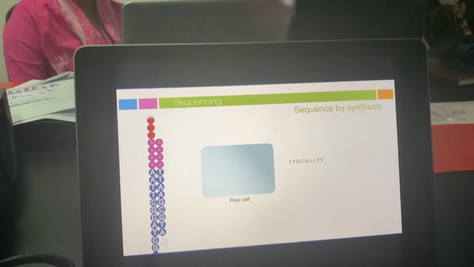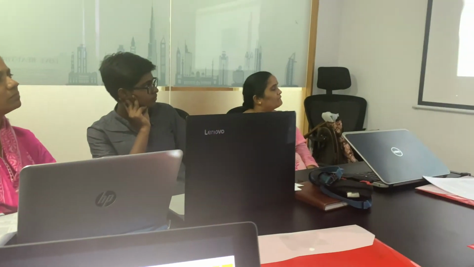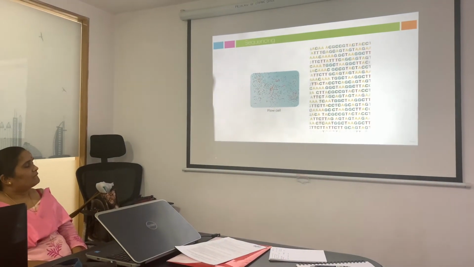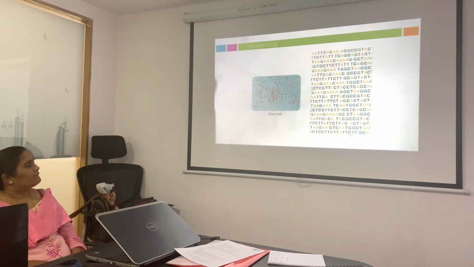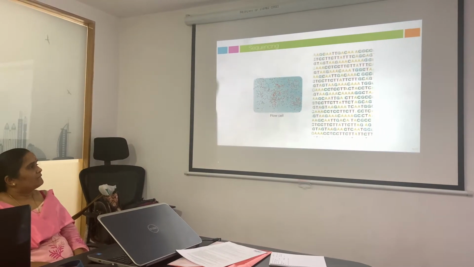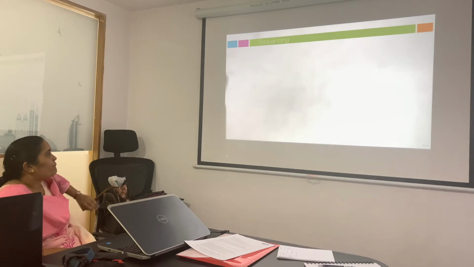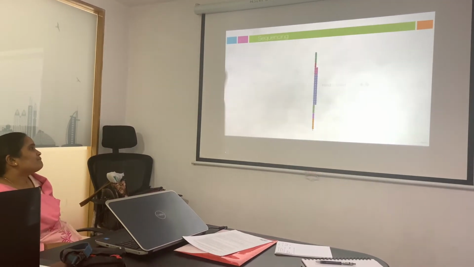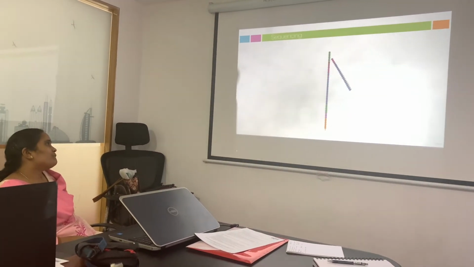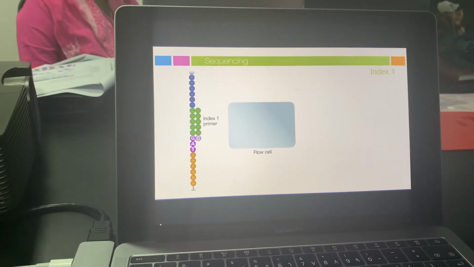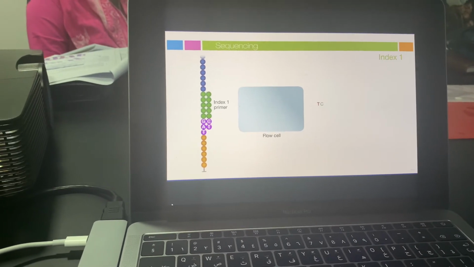For a given cluster, all identical strands are read simultaneously. Hundreds of millions of clusters are sequenced in a massively parallel process. This image represents a small fraction of the flow cell. After the completion of the first read, the read product is washed away. In this step, the Index 1 read primer is introduced and hybridized to the template. The read is generated similar to the first read.